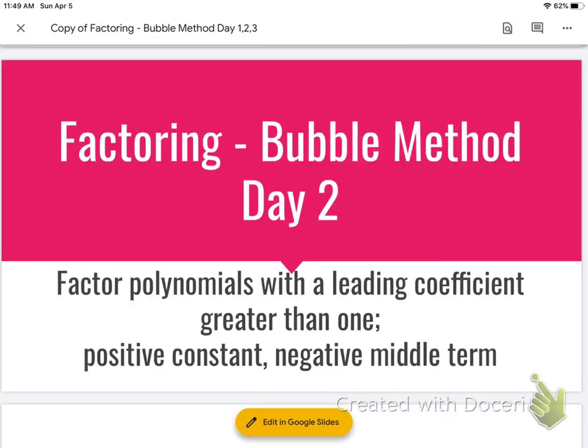Okay, guys, we're on bubble method day 2. Factor polynomials with leading coefficients greater than 1, just like yesterday. A positive constant, and now we're going to have that middle term be negative.